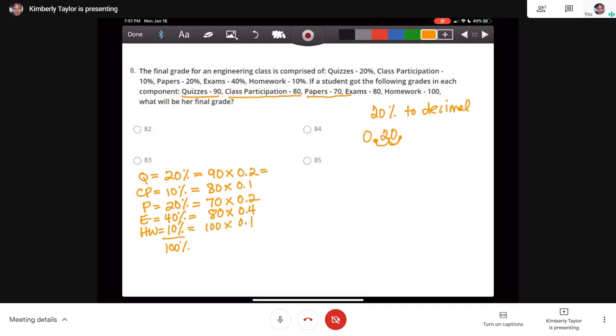So let's calculate each one. And when we get a calculation for each one, we just add it together, and there's the grade. So you take 90 times 0.2, and she got 18 points out of 20. Now you take the 80 times 0.1, and she got 8 points there. And then she did 70 times 0.2, and now you have 14.